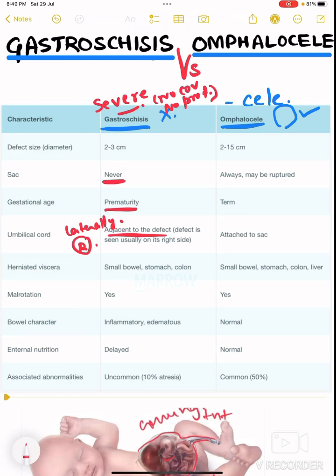Now in gastroschisis, what all contents are present? Small bowel, stomach and colon, but generally these intestinal contents only are present. The very important thing that I want to tell you is that in omphalocele you can also get liver. Apart from these things, you can get liver. This is a very bad thing about omphalocele, right?